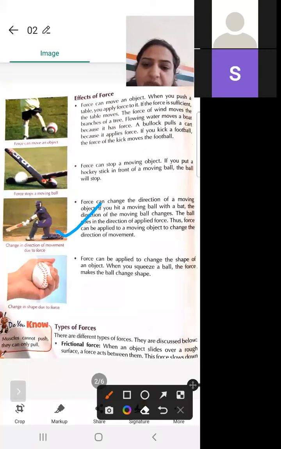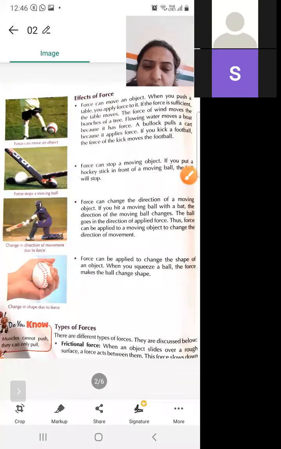And the fourth effect is change in shape. If we have a ball in our hand and we press it with our hand, the shape of the ball is changing. It is due to force. So again I am repeating.